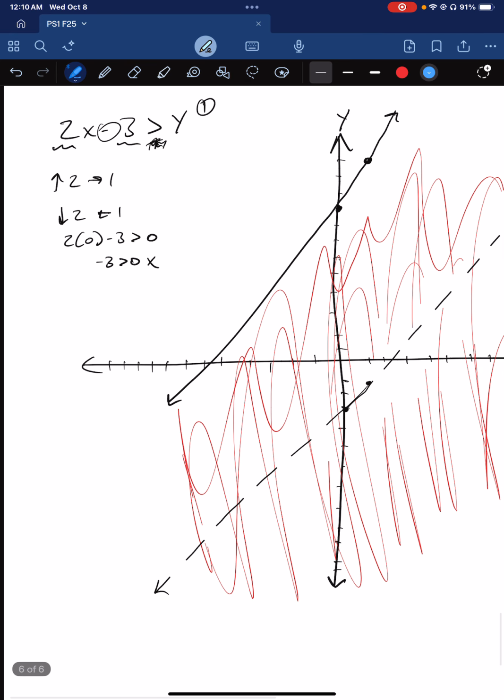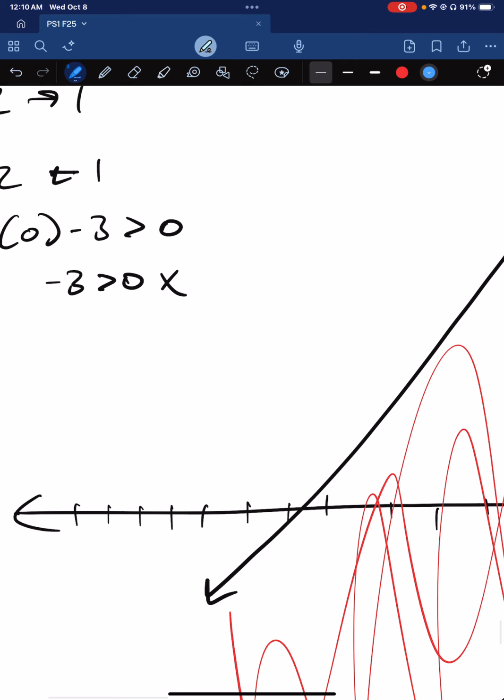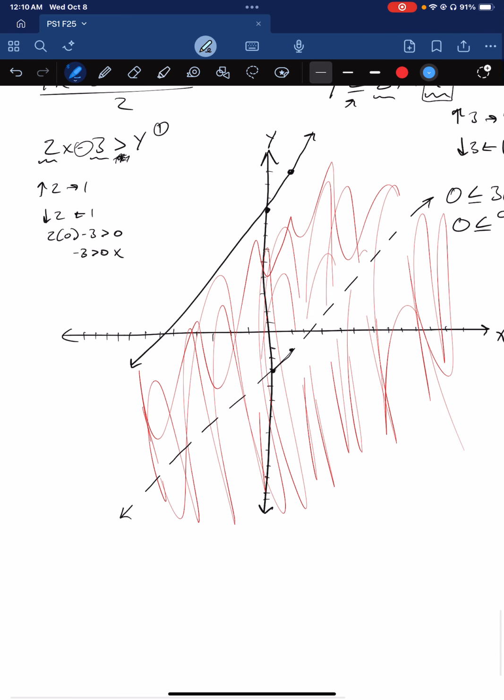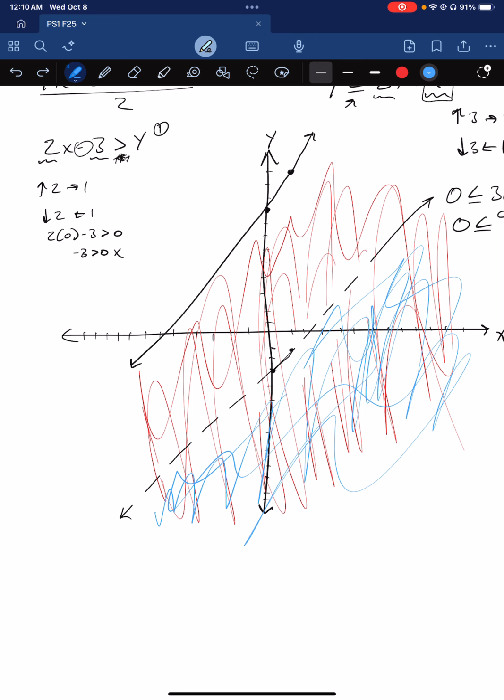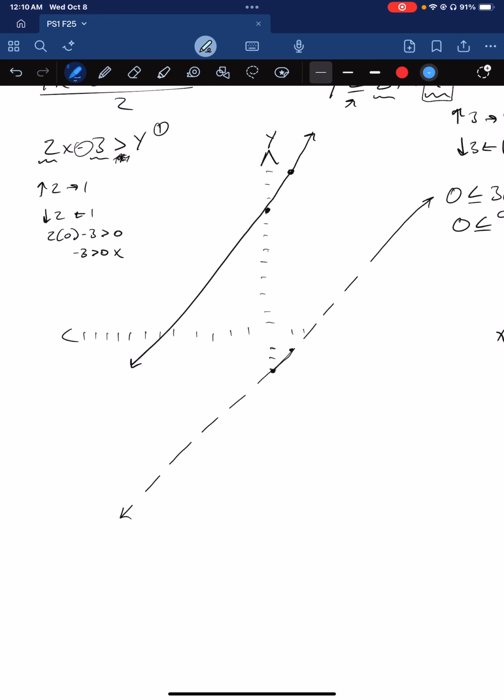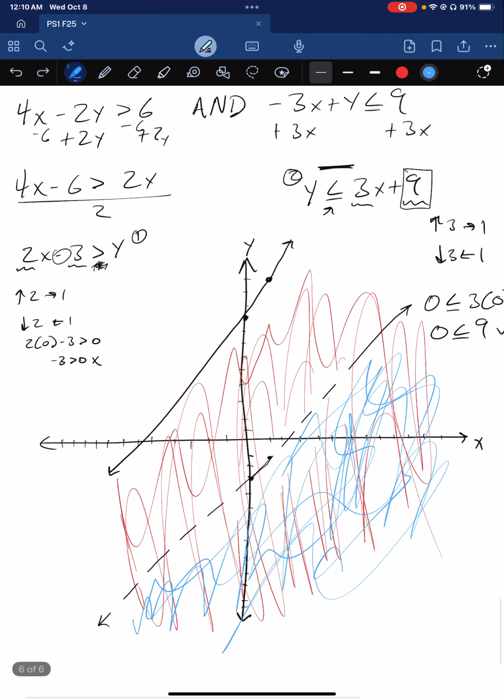Anyways, where was I? Oh yeah, 0, 0 is false. So let's shade in the place that doesn't have 0, 0, which is going to be all of it. Okay, that's nice. There we go.